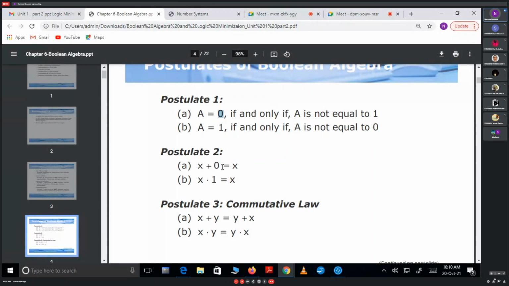Why is it so? If you consider x as a 1, in that case, it is also described in the next PPT. At that time also I will tell you why x plus 0 equals x. These postulates are given in the next PPT, how to prove x plus 0 equal to x. Then postulate 3, commutative law: x plus y equal to y plus x, x dot y equal to y dot x.